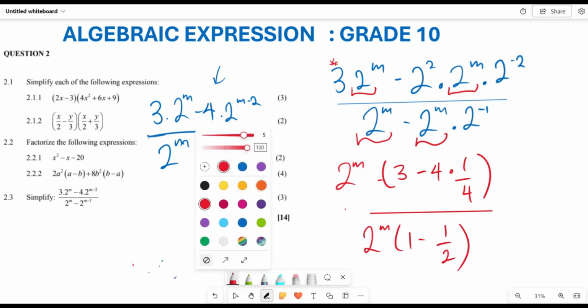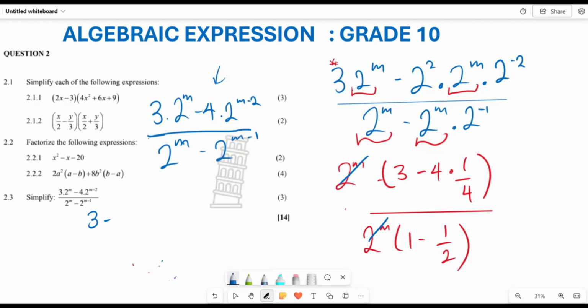Yes. Now that we are there, 2 to the power of m and 2 to the power of m are going to cancel each other. Now, what are we having here? Can you see that this is same as 3 subtract 4 multiplied by 1 over 4? 4 multiplied by 1 over 4 is same as 1, which means this is subtract 1. And then here, you are having 1 subtract half. So what is 1 subtract half? Remember we have 2 halves in 1, so this is same as 1 over 2.